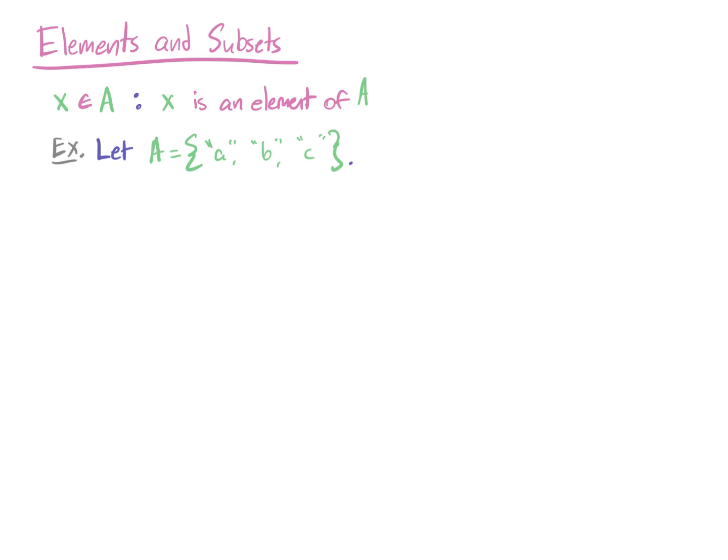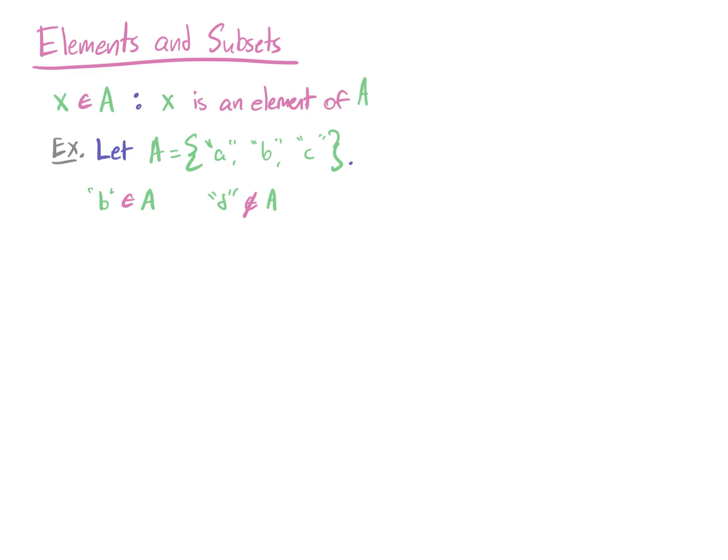So B, the string B, is inside this set. It's listed in the roster notation. And so I would say that B is an element of A. Often we also just say B is in A. On the other hand, if I picked a different letter like D, D is not in A, and we write that with this little letter like E, but we put a slash through it. Similar to writing something is not equal to something else, we say that D is not in A.